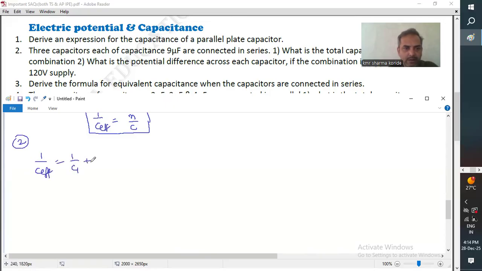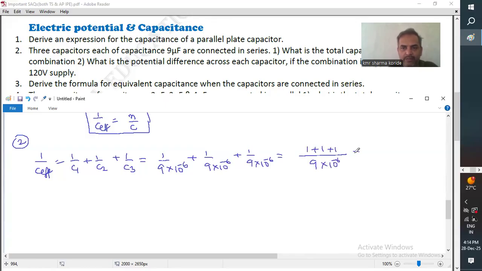1 by C1, 1 by C2, 1 by C3. So 1 by 9 micro, micro means 10 to the power of minus 6, plus 1 by, C2 is also 9 microfarad because they are identical, 10 to the power of minus 6, plus 1 by 9 into 10 to the power of minus 6. The LCM is 9 into 10 to the power of minus 6: 1 plus 1 plus 1. So this is 1 by 3 into 10 to the power of minus 6. So effective capacitance is 3 into 10 to the power of minus 6 farad, otherwise you can say 3 microfarad.